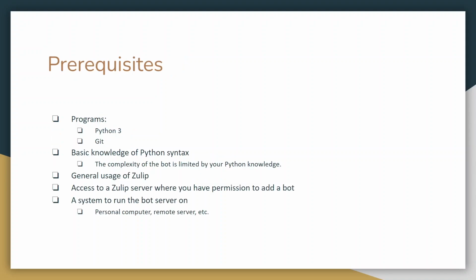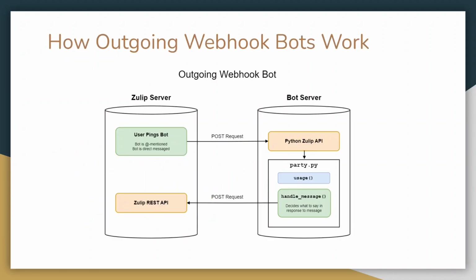Okay, for prerequisites, to start, you'll need Python 3 and you'll need Git. You'll also need a fundamental understanding of Python syntax because your bot is going to be written in Python, so understanding it is very key to actually working. General uses of Zulip, access to a Zulip server where you have permission to add a bot, and a system to run the bot server on. So whether it be a personal computer, remote server, etc.